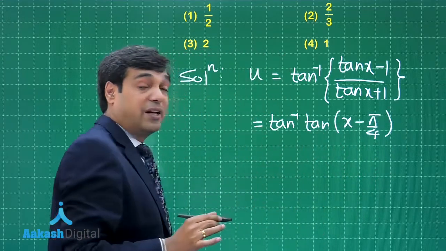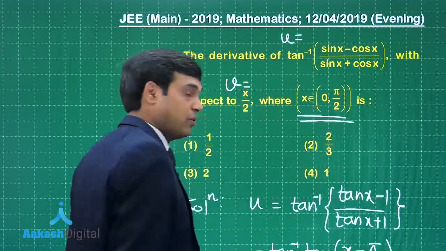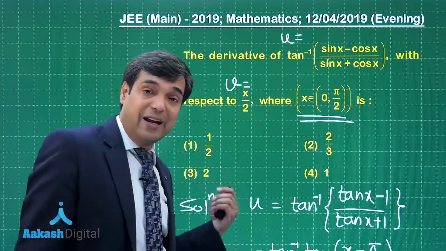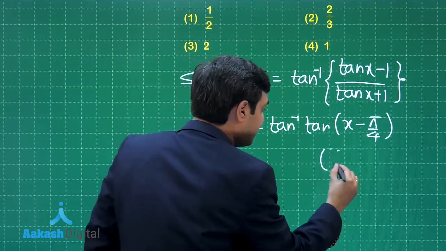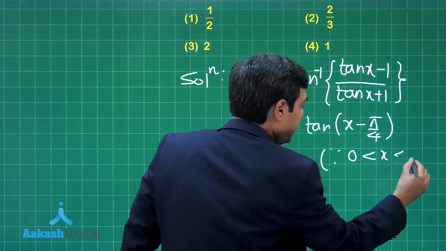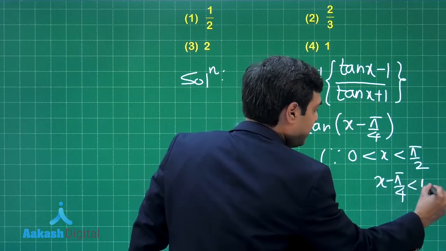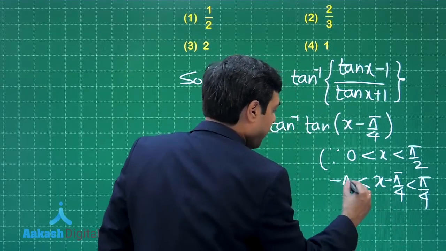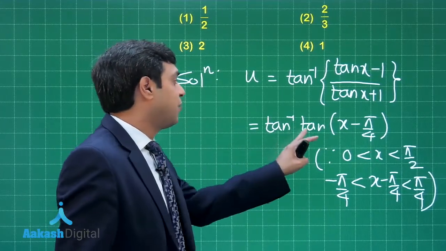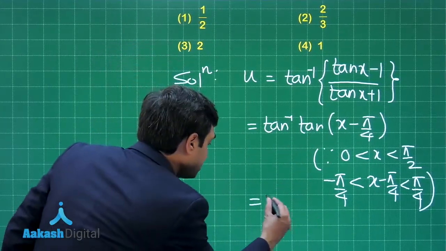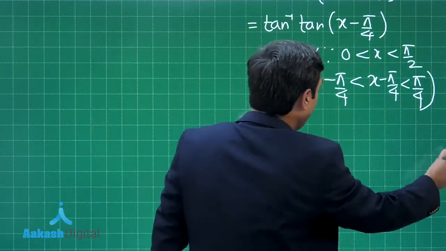Now it is given in the question that x is lying in the interval 0 to π/2. So what is the interval for the value we have obtained, that is x − π/4? Since x is between 0 and π/2, x − π/4 is in the interval −π/4 to π/4. So it is well within the range. So clearly we can see tan⁻¹ of tan of (x − π/4) becomes x − π/4. So let's find out the required result now.